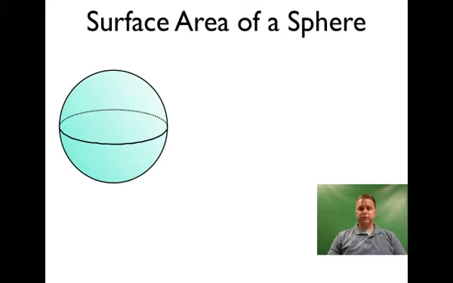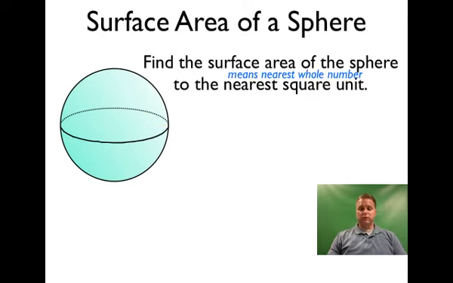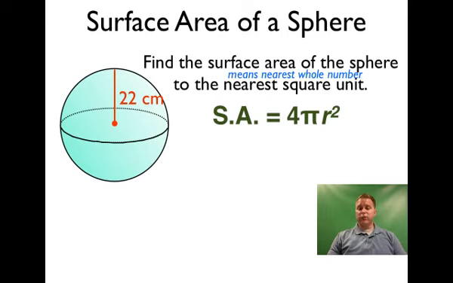Surface area of a sphere. You need to know your r, and that's all you really need to know. So the surface area of a sphere is found by 4 times pi times r squared. Again, you'll need to have that written down so that you can use it tomorrow. Plug in what we know. So in this case, we have 22 centimeters, and we want to make sure they're giving us the radius, so it's from the center to the edge.